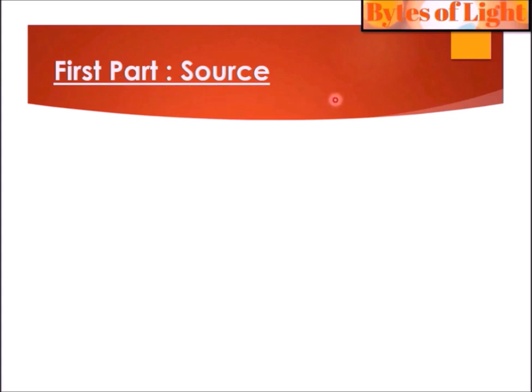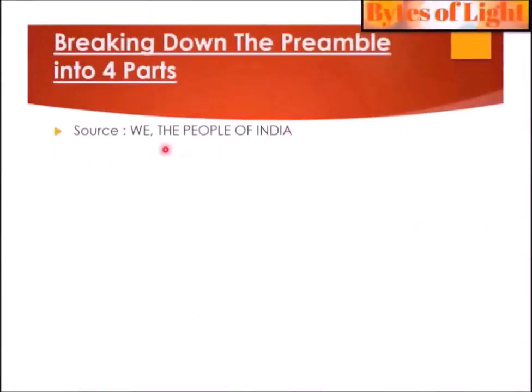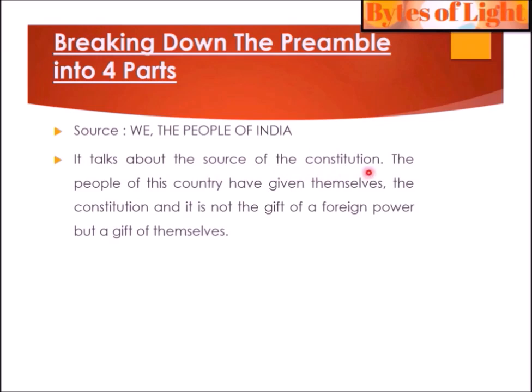let's see the first part, that is the source. This is the preamble to the Indian Constitution, and you can see that here it is written, "We the people of India." So this is the source, that is, here it is written that "hereby adopt, enact and give to ourselves this Constitution." This means that the people themselves have given themselves the Constitution. That is the source, that is, "We the people of India." It talks about the source of the Constitution.